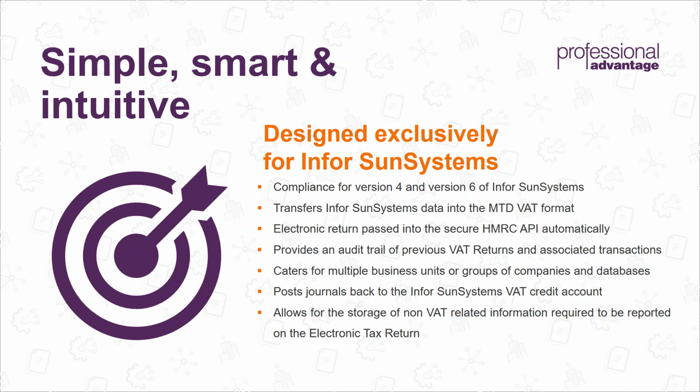The system will also allow for multiple business units to be covered, multiple returns and multiple entities, and the system will also give you the ability to post journals back into the Sun system for VAT credit account information where needed. It will allow for the storage of non-VAT related information in relation to your company that also needs to be passed through as part of the electronic return. Of course, security and compliance to the HMRC interface will be there, and it will automatically log you in and pass all the security required details through to the HMRC as part of the upload.